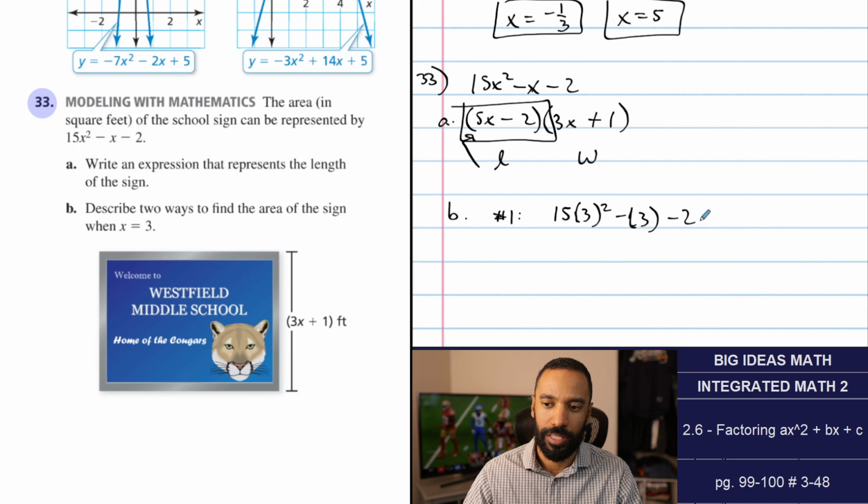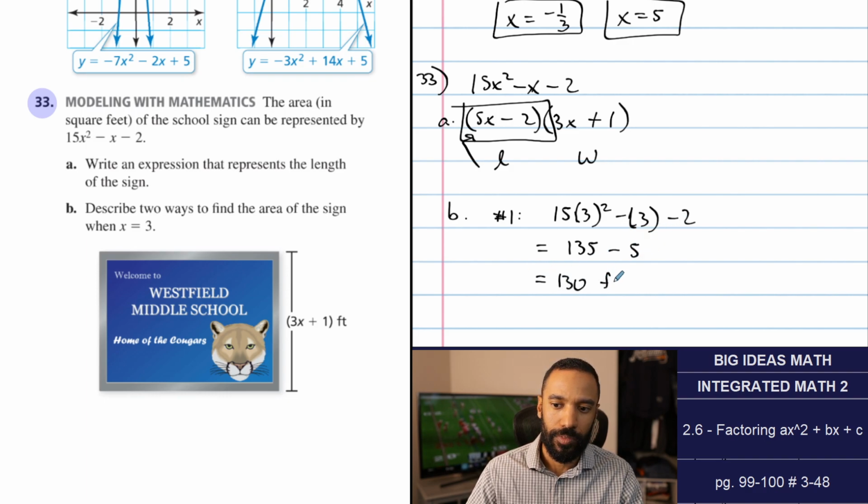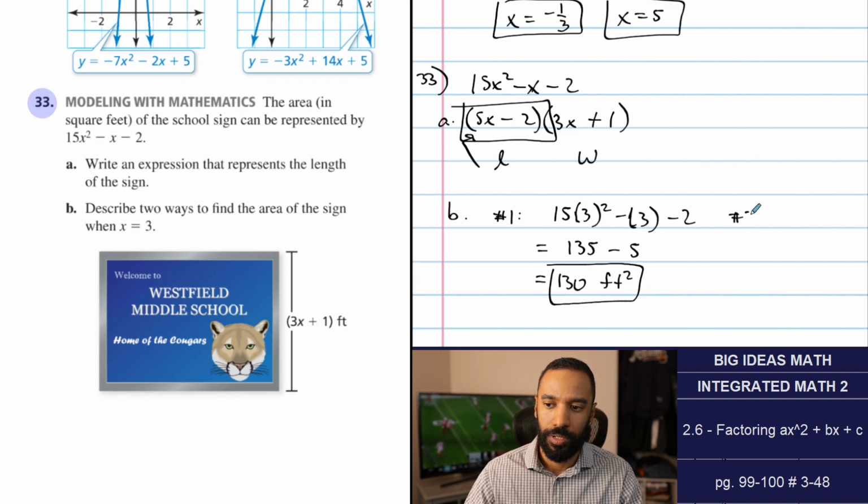Sorry about that kind of thing. Which becomes 9 times 15 is 135 minus 3 minus 2 is negative 5, which is 130 square feet. Or way number 2, you substitute 3 into the factorization. So 5 times 3 minus 2 times 3 times 3 plus 1, like that. Sorry for squeezing that in.